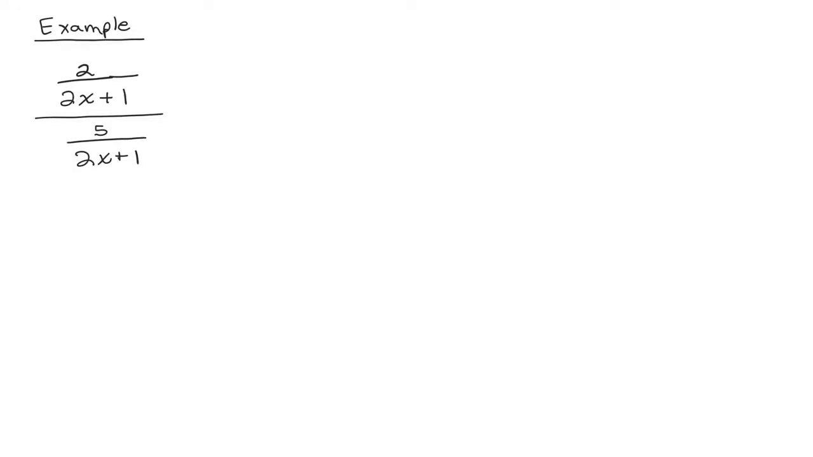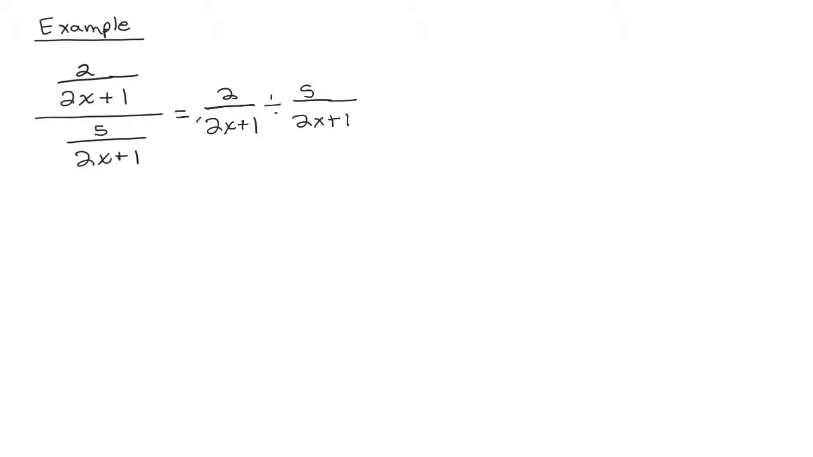All right, we're going to do this example, another complex fraction. So notice we have a simple fraction in the numerator and a simple fraction in the denominator. In other words, it's not like more than one term. So method 1 is going to be pretty simple here. We're going to do 2 over 2x plus 1 divided by 5 over 2x plus 1.